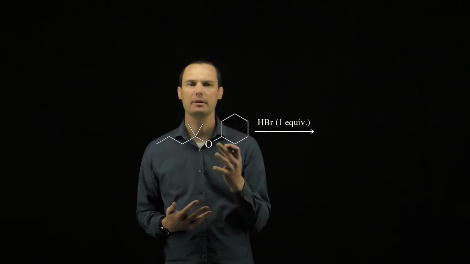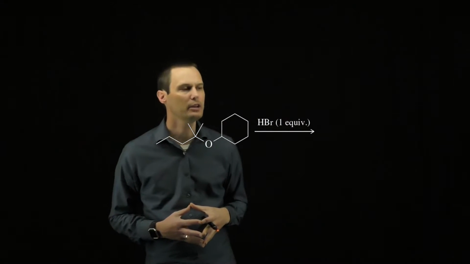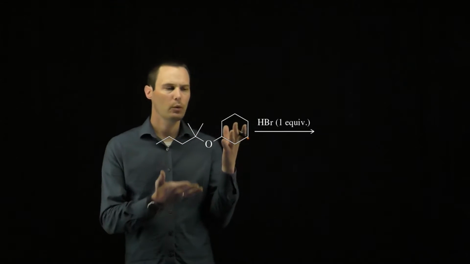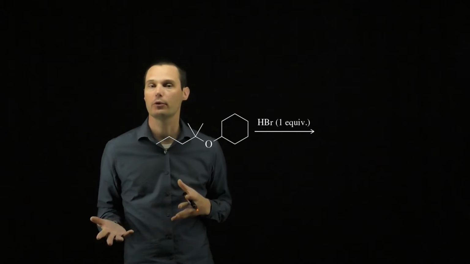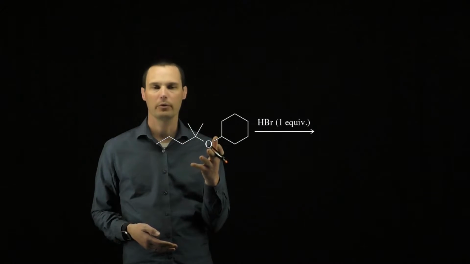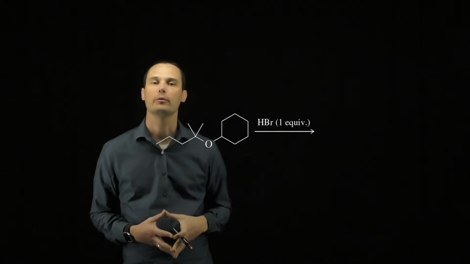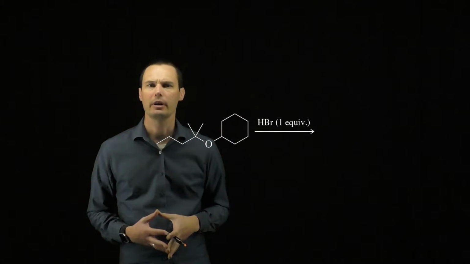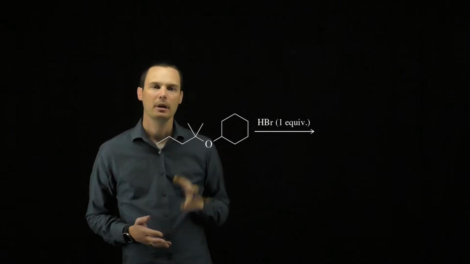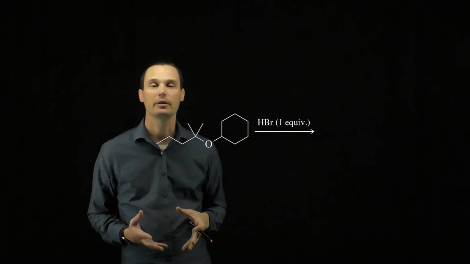So the first thing that will happen is the oxygen will get protonated by HBr to form our good leaving group. And then one of the carbon-oxygen bonds will break to form a carbocation. On the left side, we would form a tertiary carbocation. On the right side, we would form a secondary carbocation. The tertiary carbocation will be the one that forms preferentially. So we'll break the bond between the oxygen and the tertiary carbon.